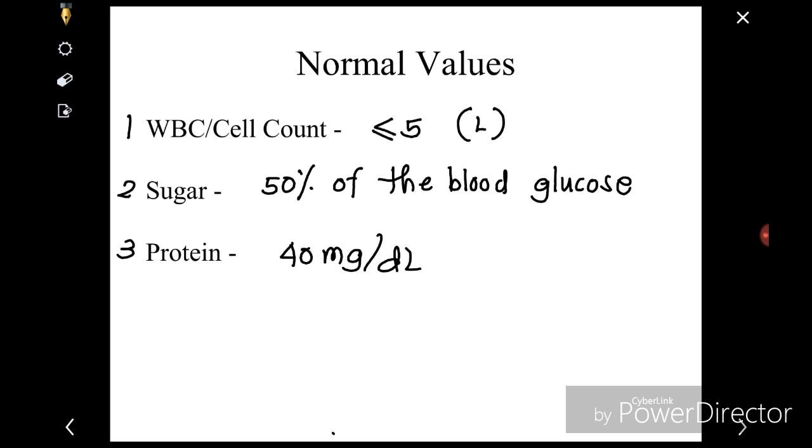So again, WBC and cell count should be less than 5 and all of it should be lymphocytes, then 5, then 50. Sugar should be 50% of the blood glucose level. So blood glucose, let's say 120, then the CSF should be at least 60. Okay? So the protein should be 40. So 5, 50, 40. That's how I would like to remember the normal values.